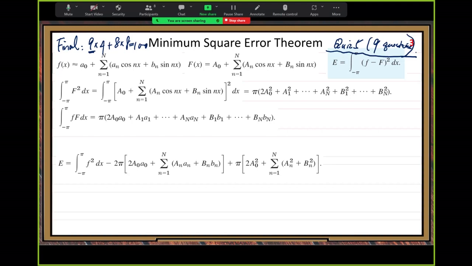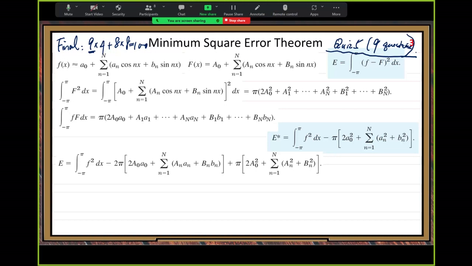In this E expression, other than the f squared term, look at these two brackets. Let's define another special E term, the E star term. For the E star one, we replace capital A0 by little a0, capital A by little a. That's the E star one, the one we want to see when capital F equals little f.